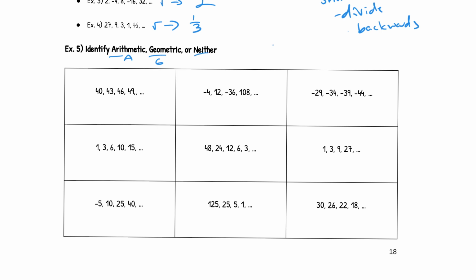And it can possibly be neither. There are lots and lots of different equations or sequences out there. We're only studying 2. So anything that's not arithmetic or geometric today is just neither. Doesn't mean it's none or it doesn't exist. It just means neither. Okay?